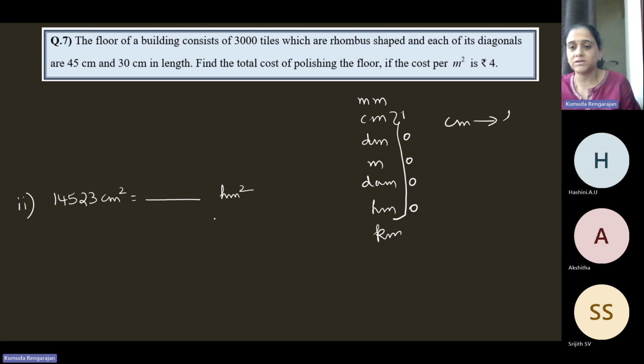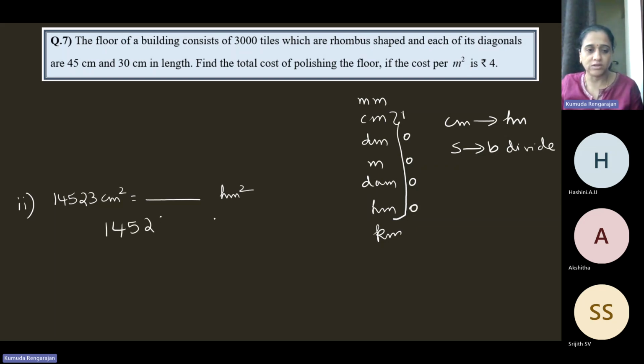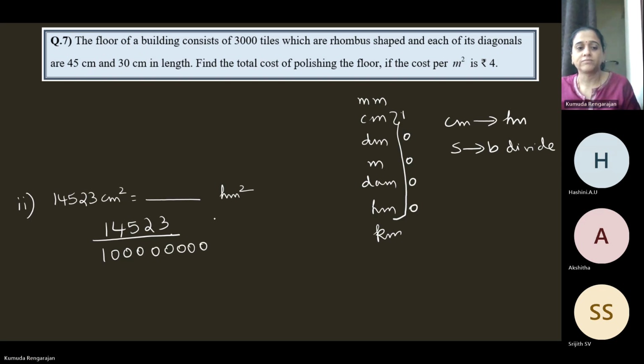Centimeter to hectometer is small to big, so we should divide. 14523, you divide by 1 followed by 4 zeros. If it is centimeter to hectometer, it is centimeter square to hectometer square, so another 4 zeros you should put. So it is 0 point, and how many zeros? Correct, Navneet was right. 0.00014523. Very good, Navneet.